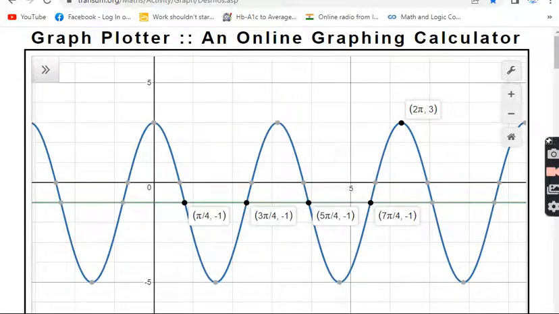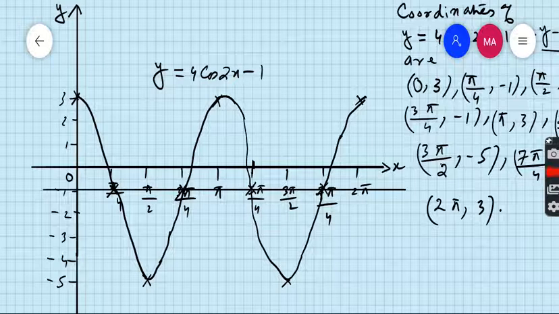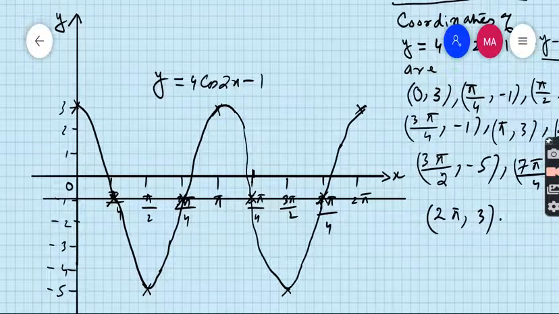See this. Pi by 4, -1, 3 pi by 4, -1, 5 pi by 4, -1, 7 pi by 4, -1. Now this graph is 100% completed. No mistake, after drawing the line y equals -1. And this is my graph. So there is no mistake. I hope you completely understand this part, this last part.